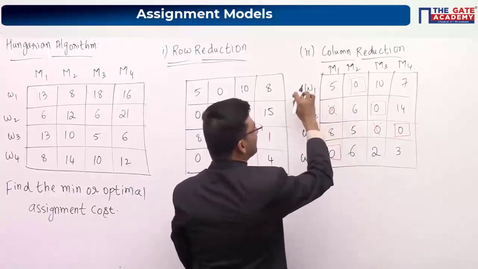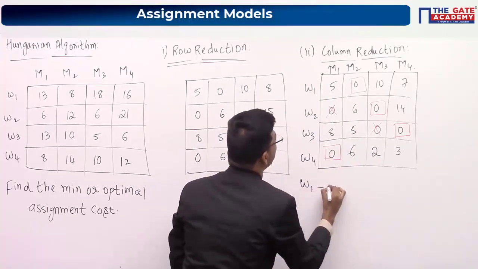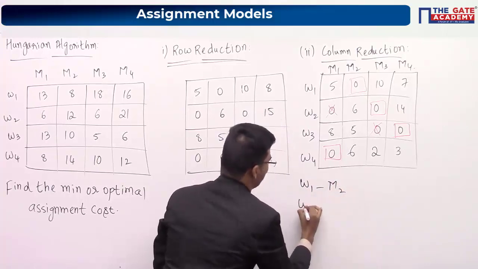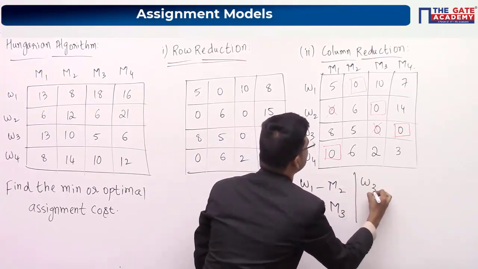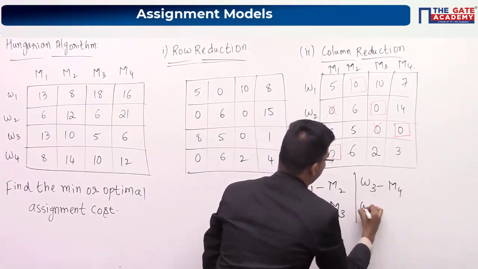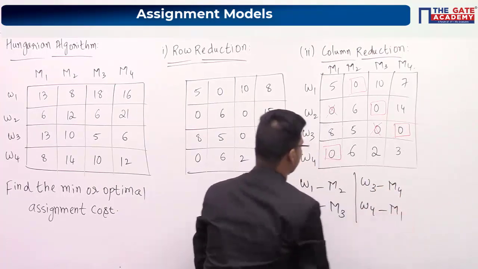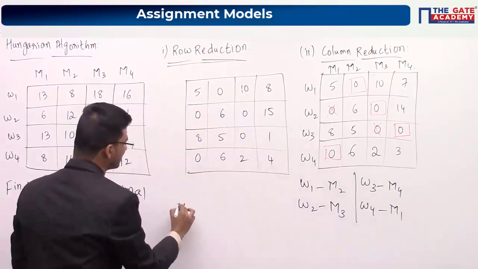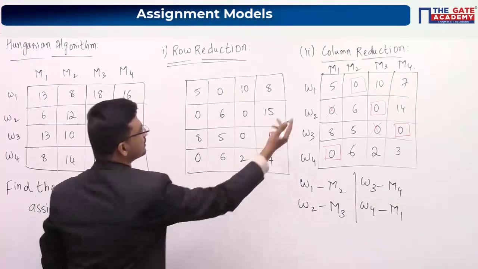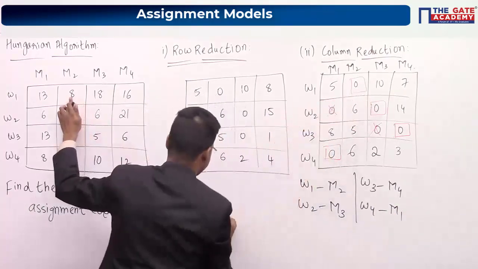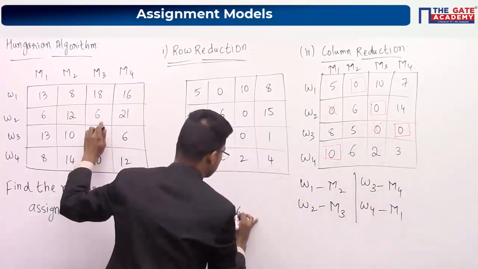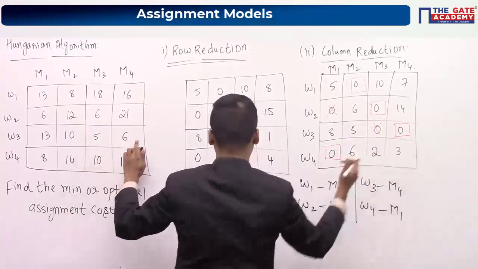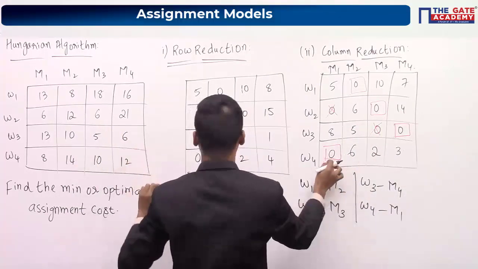Now, what is your assignment? W1 to M2, W2 to M3, W3 to M4, W4 to M1, right? Now calculate your total assignment cost, minimum cost. So how to calculate the cost? 8 plus this one 6 plus this, it is also 6 plus this one, it is 8.